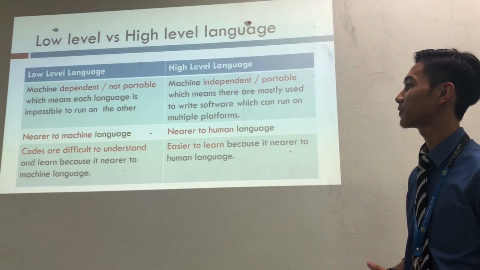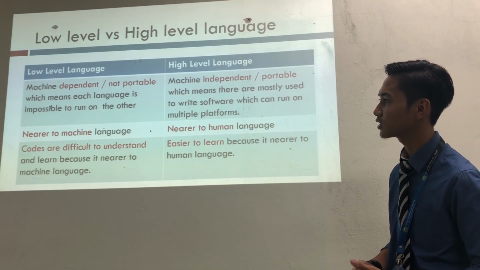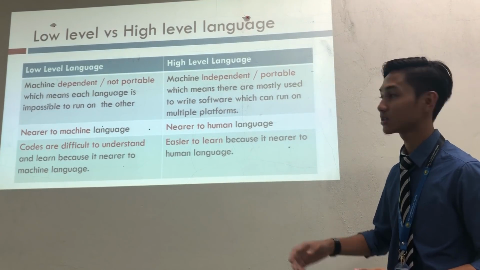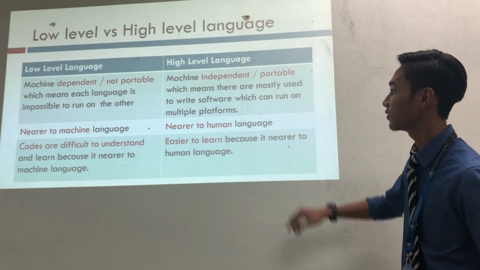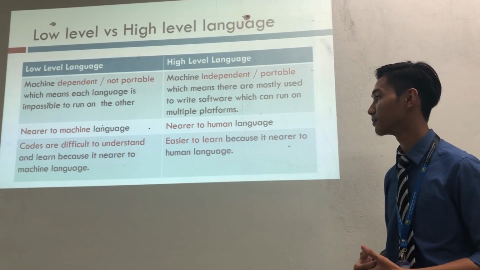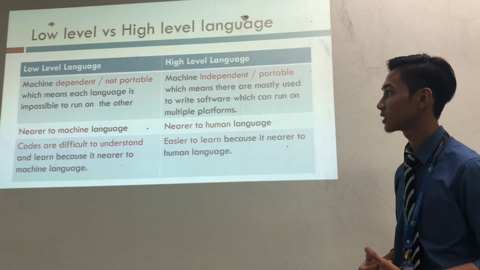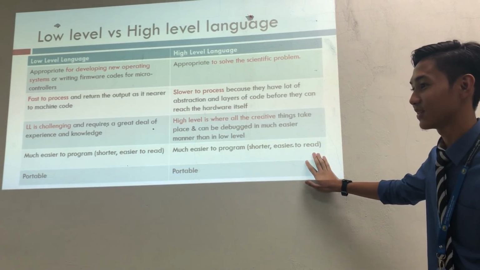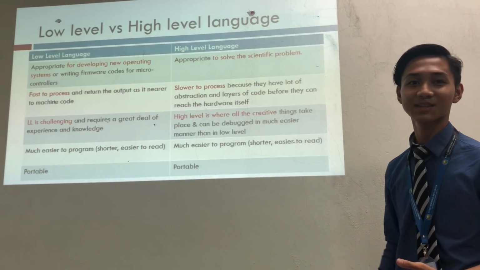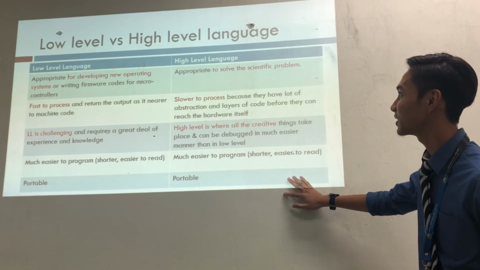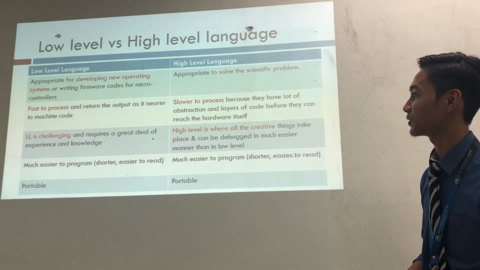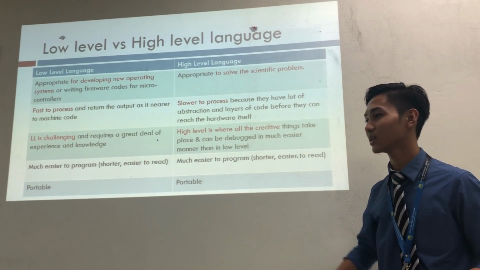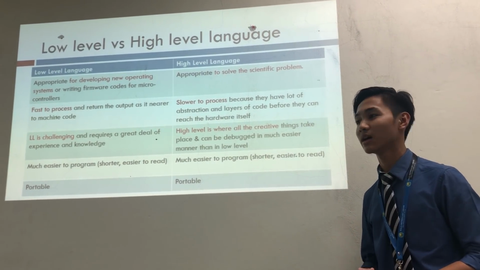Another difference is that low-level language is nearer to machine language, while high-level language is nearer to human language. That causes high-level language to be easier to read by humans. So this is the next comparison between low-level language and high-level language. Basically, low-level language is much harder for humans to learn compared to high-level language.